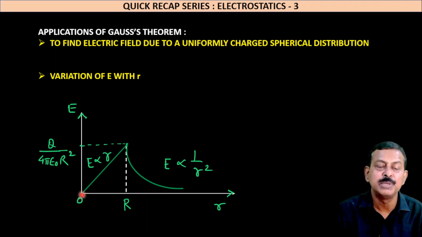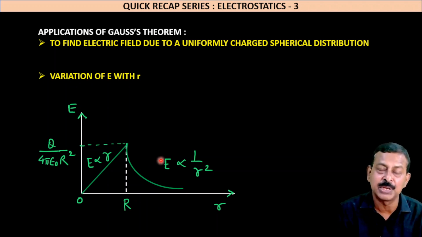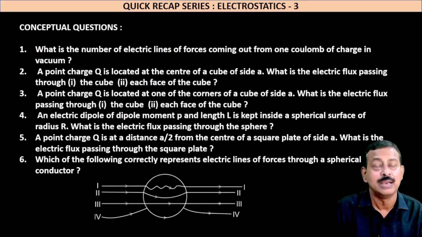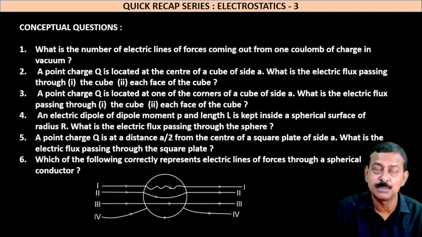Let's take now the variation of E with r. The plot will be a straight line up to capital R, because the electric field varies directly with the distance. So E is directly proportional to r here, and it will be a straight line. For an outside point, when small r is greater than capital R, E varies inversely as the square of the distance. At the point R, on the surface of the spherical charge distribution, q by 4 pi epsilon naught R square will be the value of the electric field that we have shown here at this point.